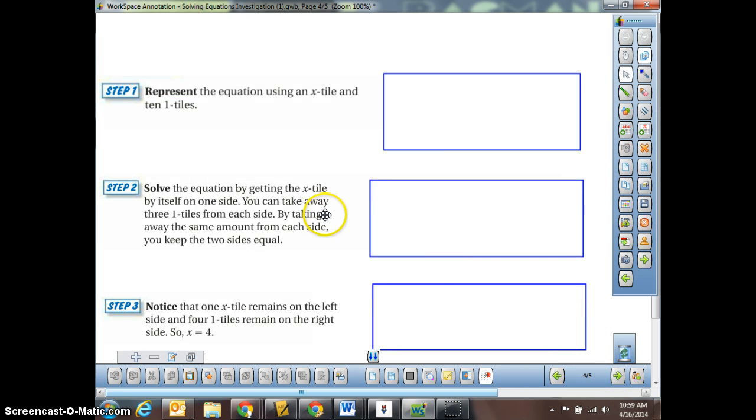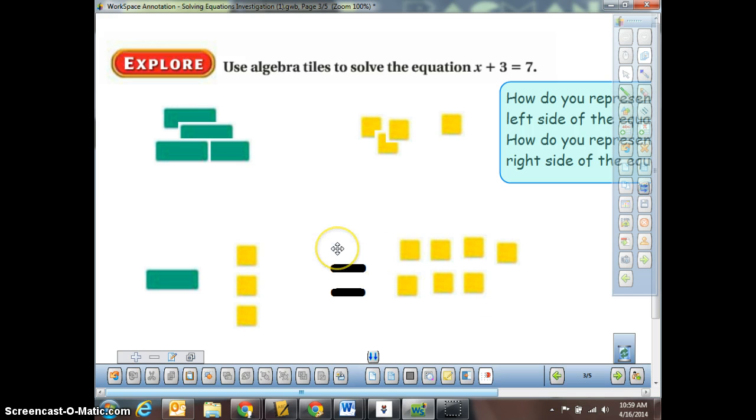Over here, solve the equation by getting the x tile by itself on one side. You can take away 3 tiles from each side by taking away the same from both. Remember yesterday when we talked about how this is like a weight balance, and that as long as we do the same operation to both sides, it's going to remain equal, and that's what we need it to do. We can't let it tip one way or another.